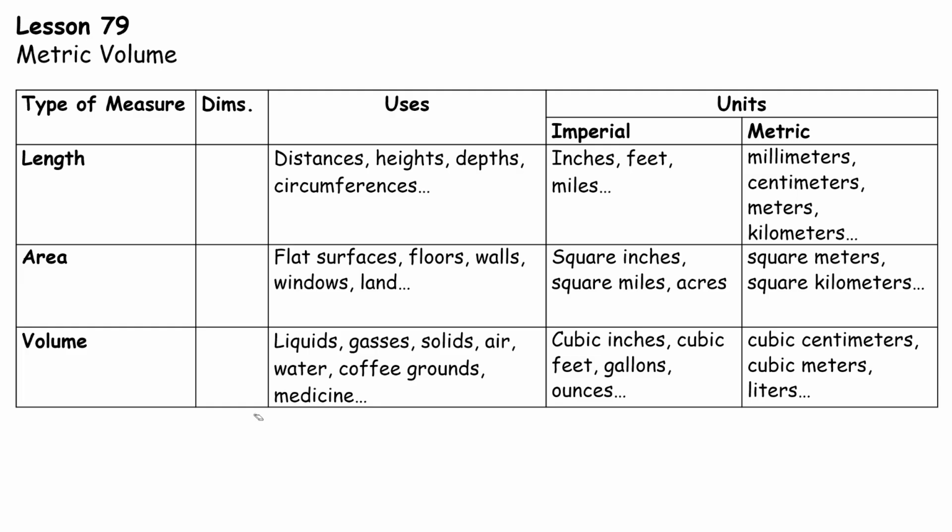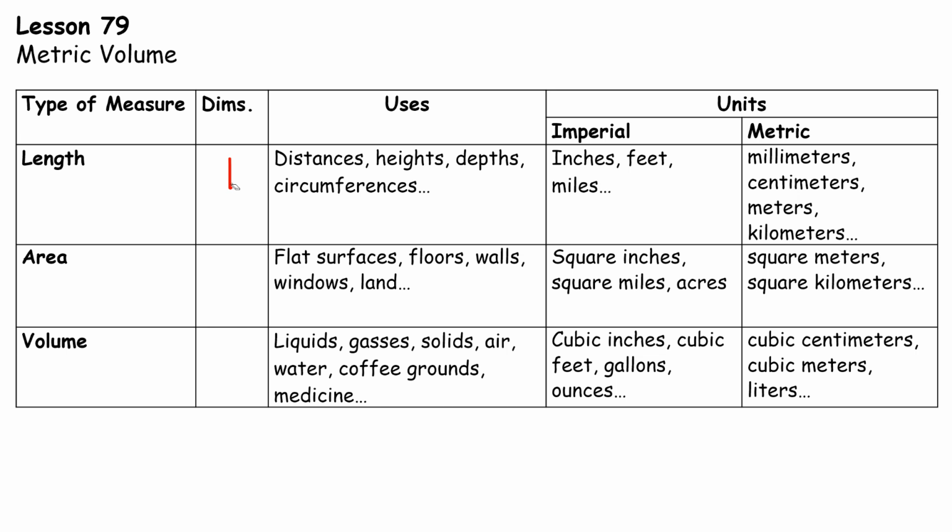Okay, we're going to talk about metric volume. We use 3 different kinds of measures most of the time. Length is a one-dimensional measurement. It's just one dimension, length, that's it. It measures things like distances, heights, depths, circumferences. Anything you would measure with a ruler just one way, that is length.